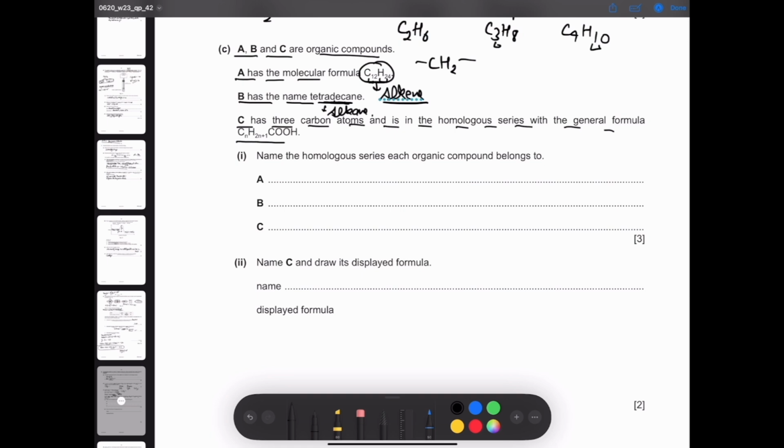Alright, name the homologous series each compound belongs to. A is alkene, just like we discussed. B is an alkane, just like we discussed. And C, this is a general formula of carboxylic acid. So your answer should be carboxylic acid. Name C and draw its displayed formula.